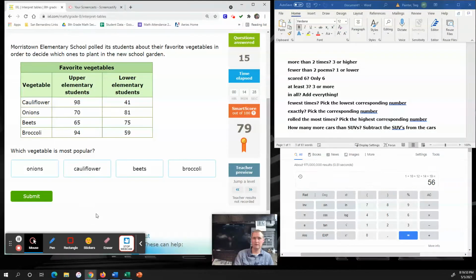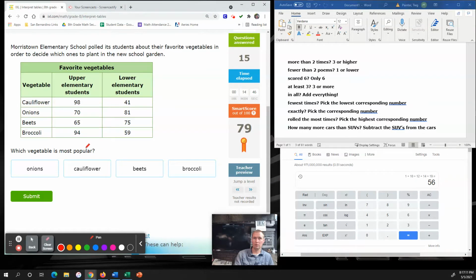All right, smart score 79 is going to get us close to wrapping up with the last question. All right, Morristown Elementary School polled its students about their favorite vegetables in order to decide which ones to plant in the new school garden. Which vegetable is most popular?